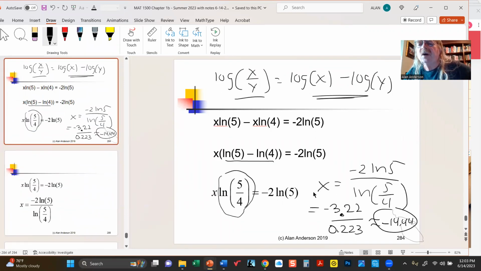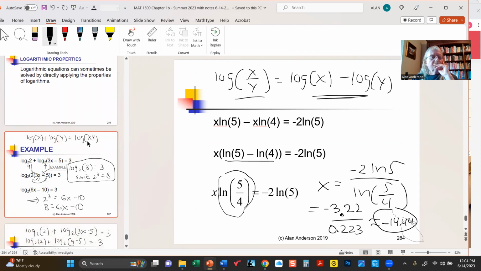Now, by the way, I just want to point out, if you'd used a different base, 10, for example, you still would have gotten a final result of negative 14.44, because as we've already seen, the ratios of the logs would have been the same. Not the individual values, but the ratios. So the choice of base, when we do something like this, is irrelevant. We may find that some choices are more convenient than others, but the rule itself doesn't matter.